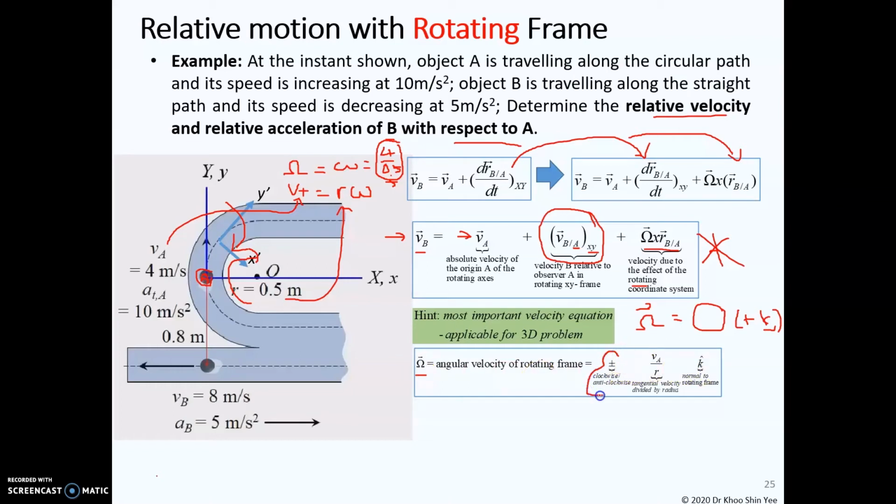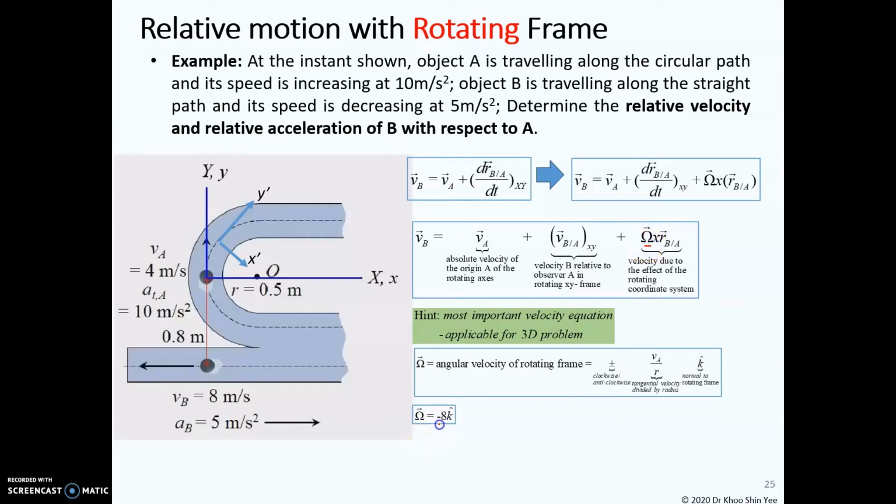To know whether it's positive or negative, we check whether it's a clockwise or anticlockwise rotation. Initially, the frame is in this direction. Over time, the frame moves to this point and is rotated in the clockwise direction. Clockwise rotation with respect to your z-axis gives you negative k. So there's a correction here. This should be negative k. Based on the right hand rule, you should obtain negative k here. So the magnitude we have discussed earlier is equal to 4 divided by 0.5. Therefore, you should obtain negative 8k for your Ω. So you succeeded in finding Ω to be this answer.